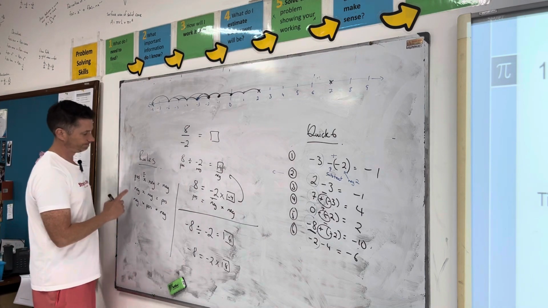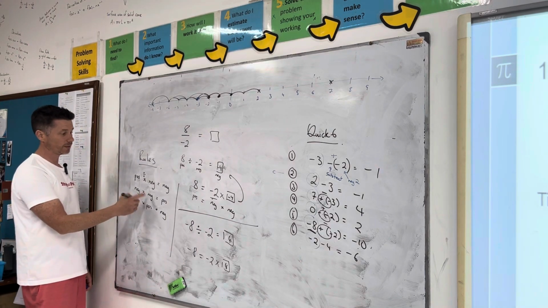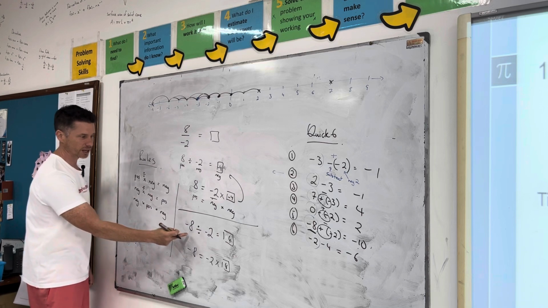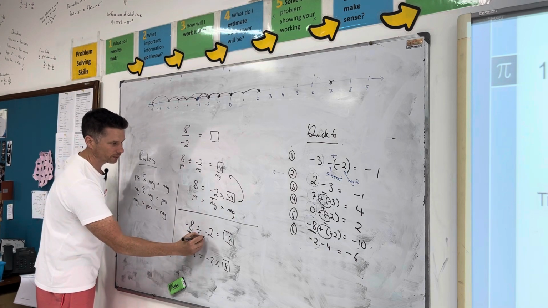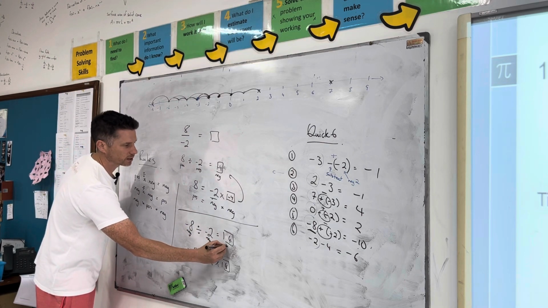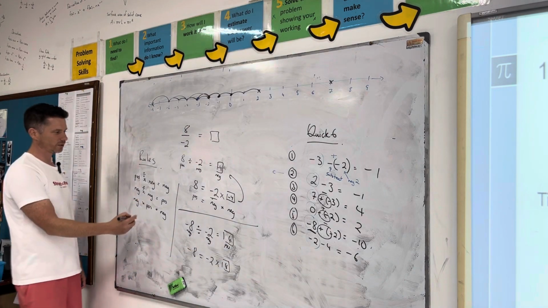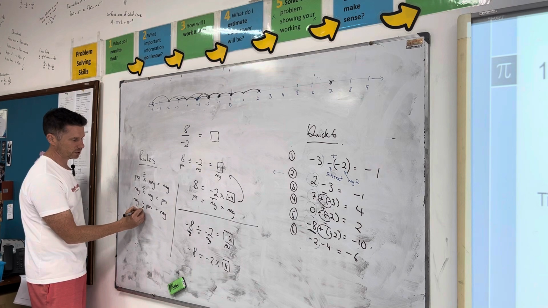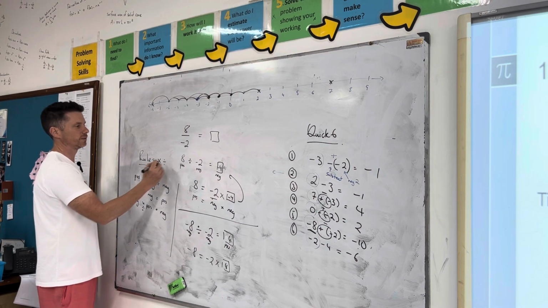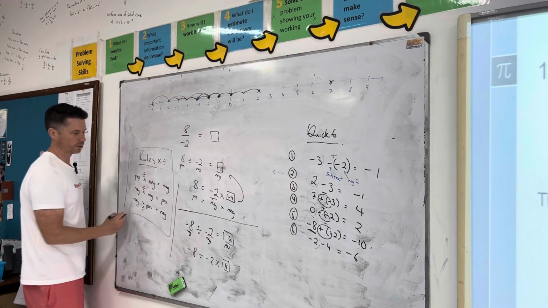So negative divided by a negative, that's this answer. A negative divided by a negative is a positive. And it works for this as well. And a negative divided by a positive is also the same. So the rules for multiplication and division are conveniently the same.